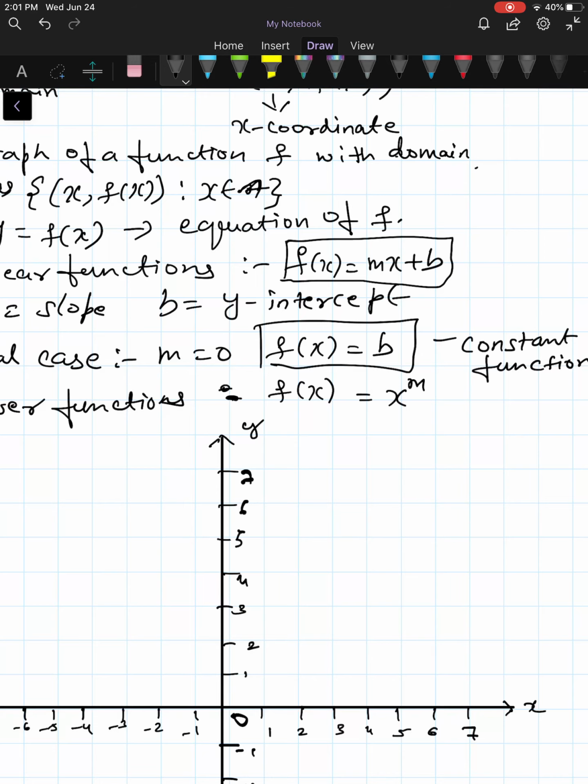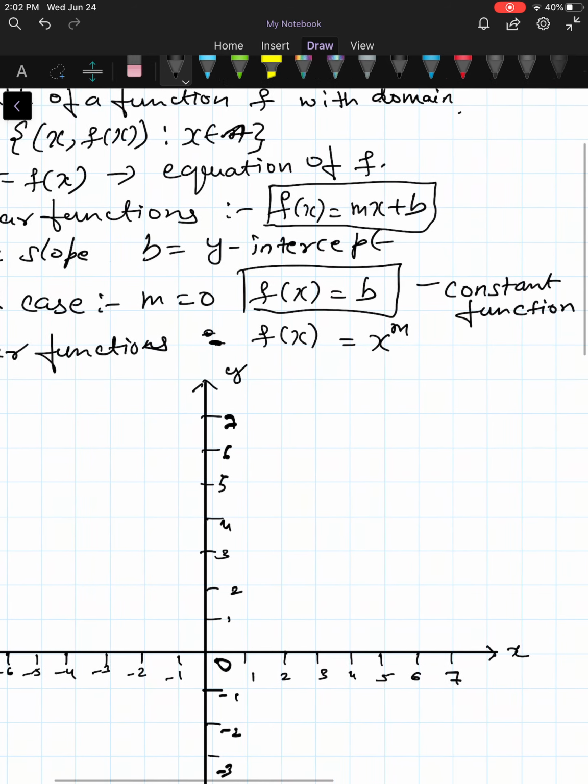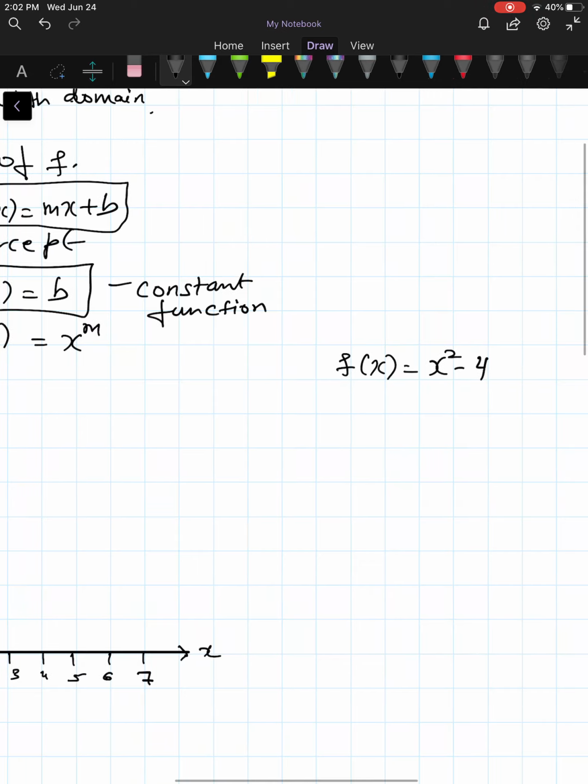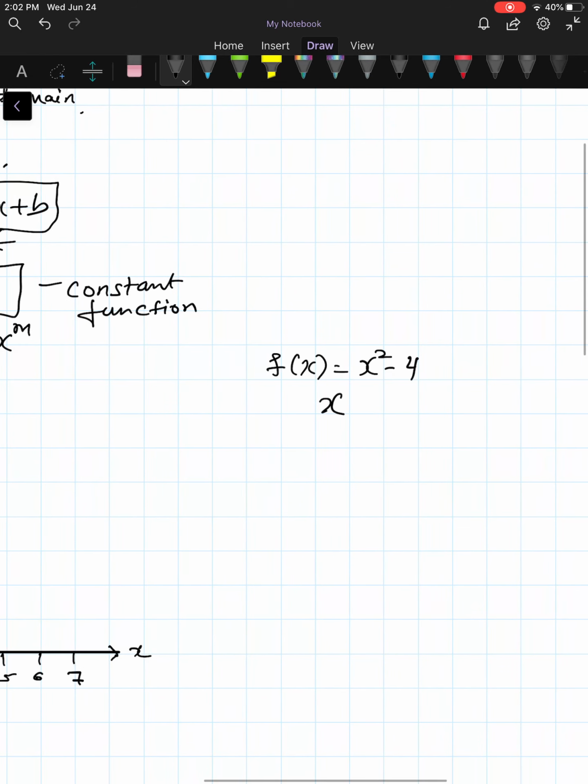So we shall plot one such function. If I consider f of x to be equal to x squared minus 4, it is the same way that we learned plotting or sketching the graph in the previous videos. We will take arbitrary values of x and calculate the functional values. Why is it a power function? Because one of its terms is a power of x. So x is x and y is equal to f of x.